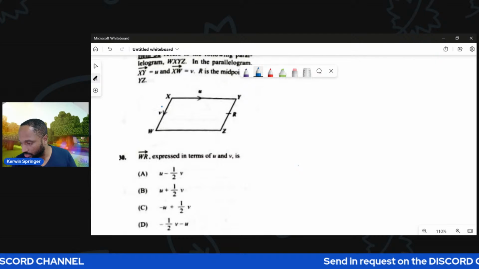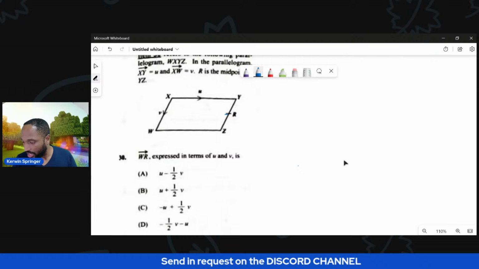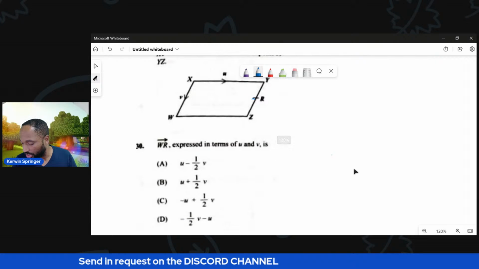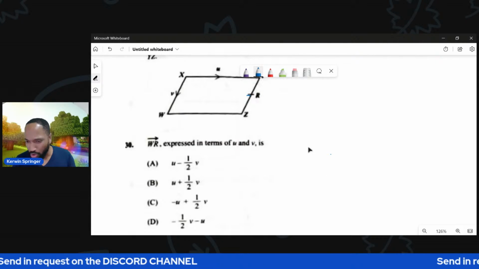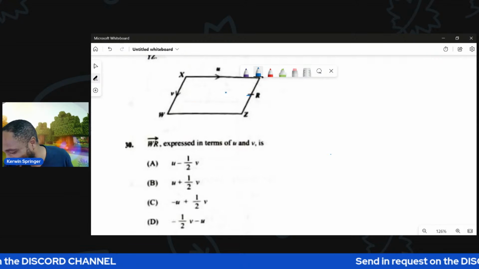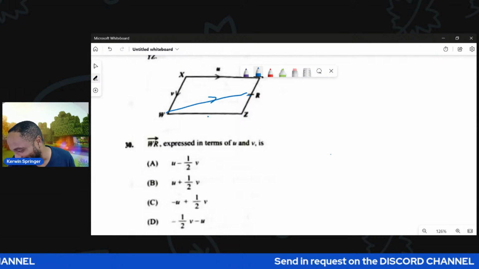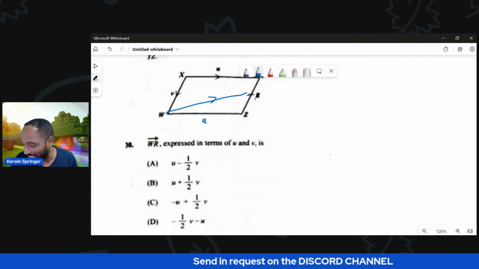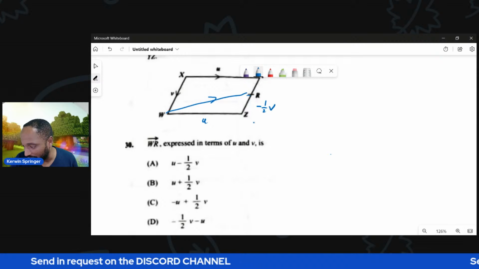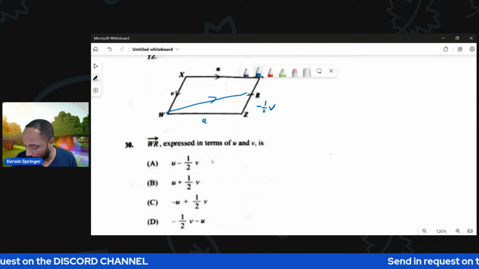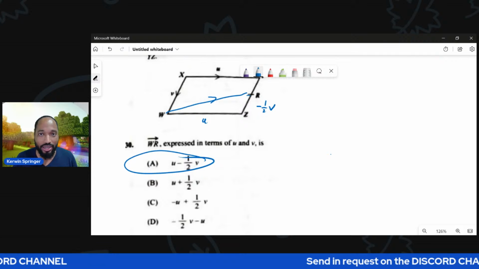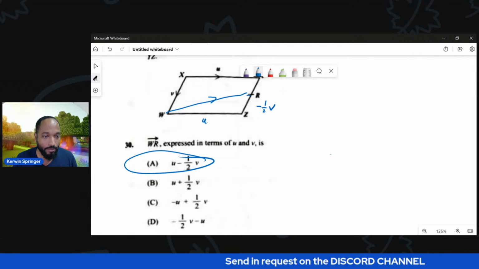All right, so this is V, this is U. Arrows in, this is a midpoint, and the one WR. Maria, you sure you didn't want to make this a little more blurry? So this is U, and this is opposite of V. So this is negative V, but it's half of it, so negative half V. So U minus half V. A again, boy. Another A.